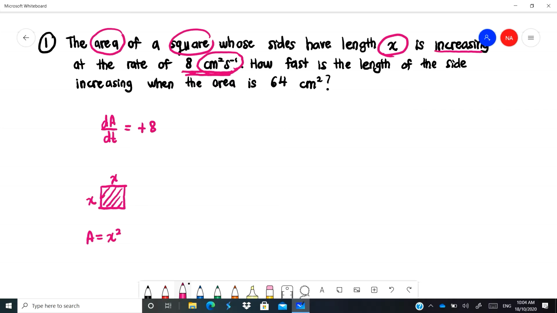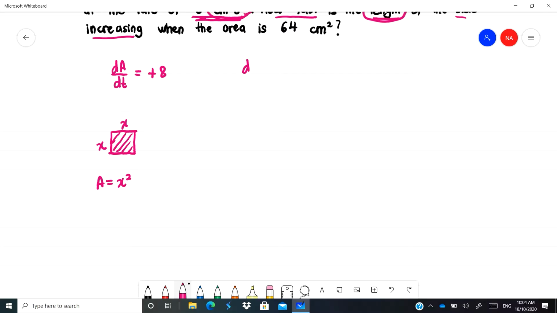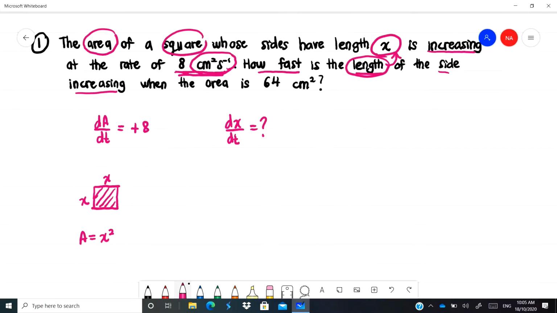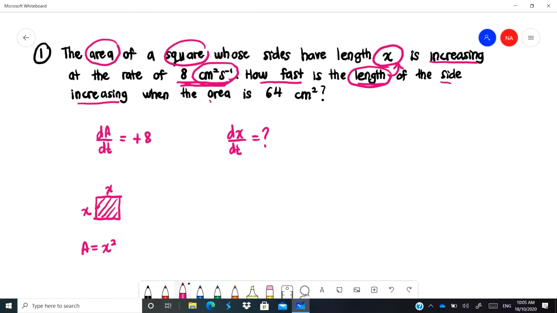Next, how fast? How fast means we want to find the rate of change. The length of the side is increasing, so we are going to find the rate of change of the length. Now the length is labeled by x, so we want to find dx over dt. We want to find dx over dt when the area is given by 64. So when the area is 64.